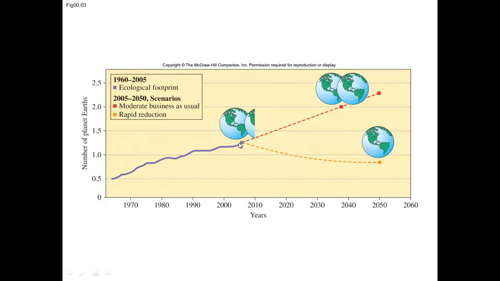And if we keep going at the same rate from the last slide, using the same amount of stuff, needing the same amount of land, and the population just increases, by 2040 it looks like we're going to need 2 Earths, which is not possible. It's not sustainable. So we need to find a way to reduce, to find a way to become sustainable.